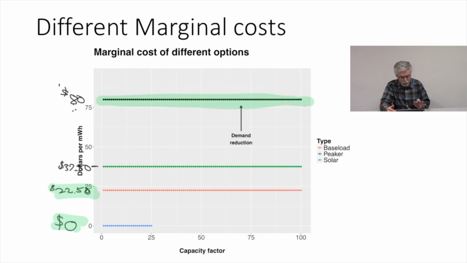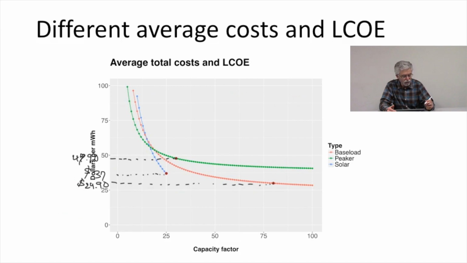All right, so here are our four marginal costs. Let's go next to the different average costs and levelized cost of energy. I don't have the demand reduction listed here because that's the same cost for all units of demand reduction. So let's look at the different average cost curves for the different resources.